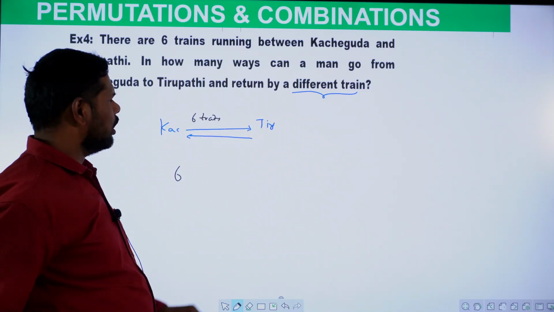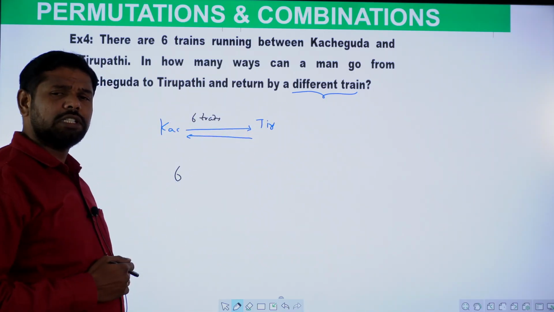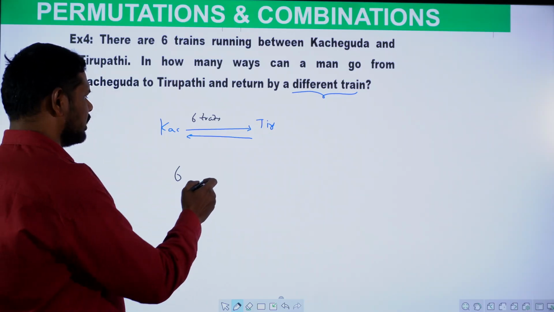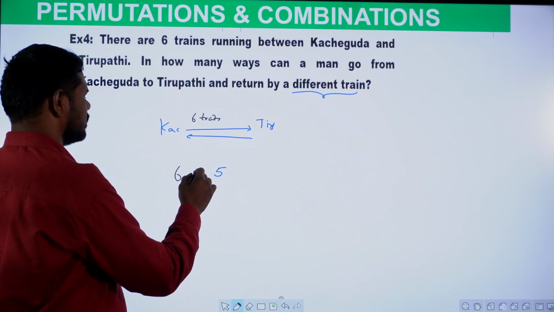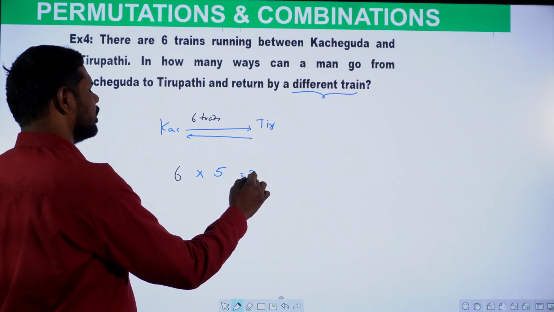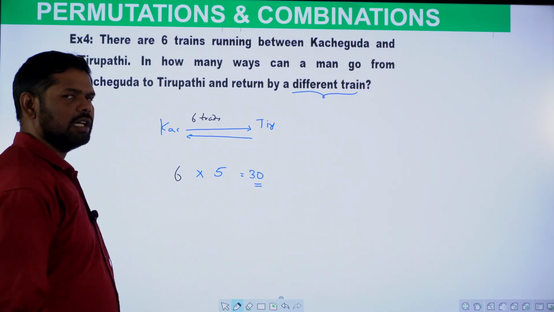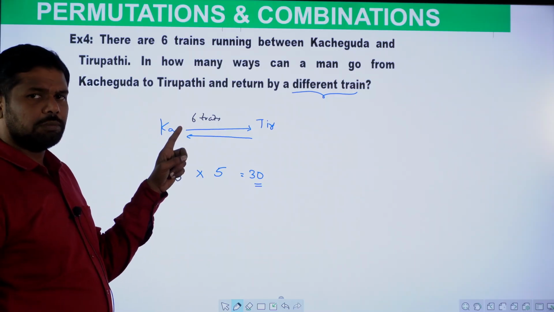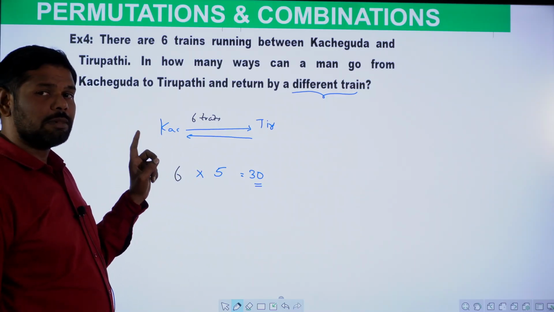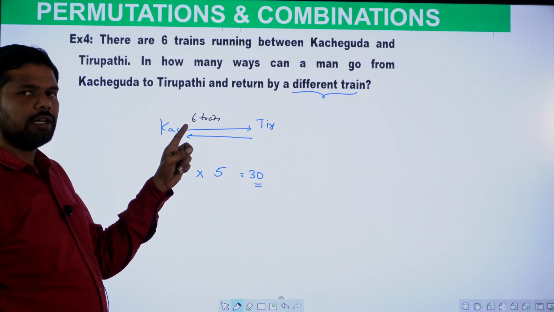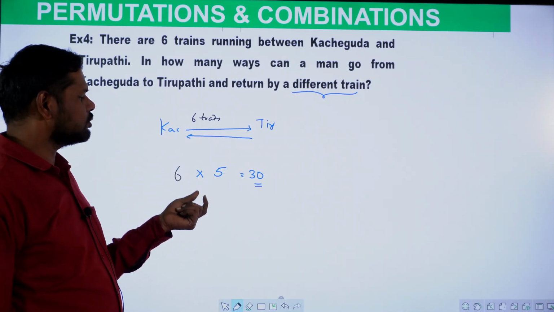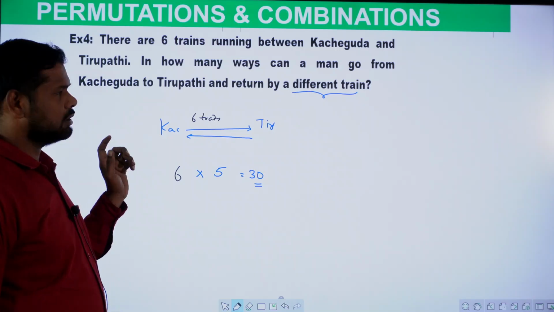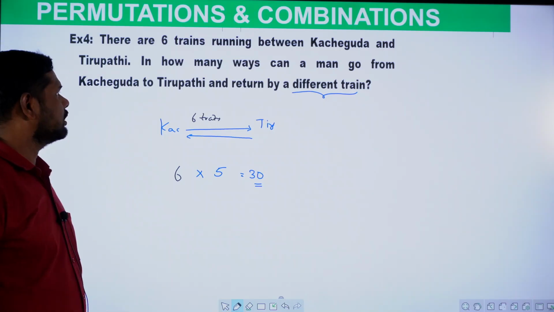Return by a different train. So for the onward journey 6 possibilities are there, but in the return journey he has only 5 options, 5 choices. So that's why 6 into 5, total how many? 30 ways. This is again important. In the onward journey he chooses any one of the 6, but for the return journey, except the onward journey train, from the remaining 5 trains he can choose any one of them. So 6 into 5 equals 30. That is the required answer for this question.